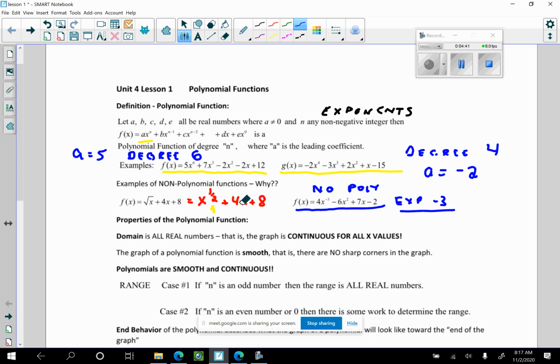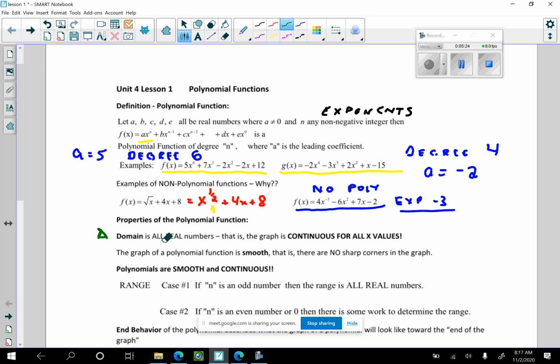One of the most important topics in Calculus 2 are Taylor polynomials. And why we study them in Calculus 2 is because of this very important property of polynomial functions. Here are the two main properties of polynomials. The domain is all real numbers. So if somebody asks you the domain of a polynomial, the domain is all real numbers. That is, the graph is continuous for all x values.